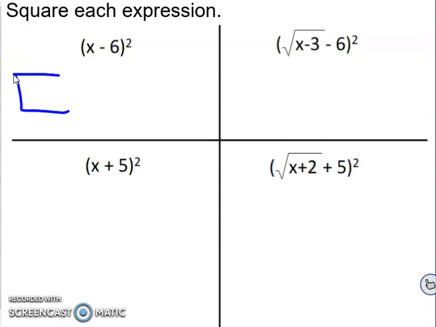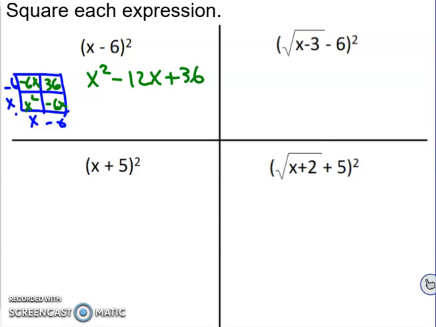So I'll go ahead and demonstrate this with a generic rectangle. So x minus 6 times another x minus 6. We end up here with an x squared minus 6x minus 6x and positive 36. So the final answer is x squared minus 12x, and that minus 12x is coming from here, plus 36.